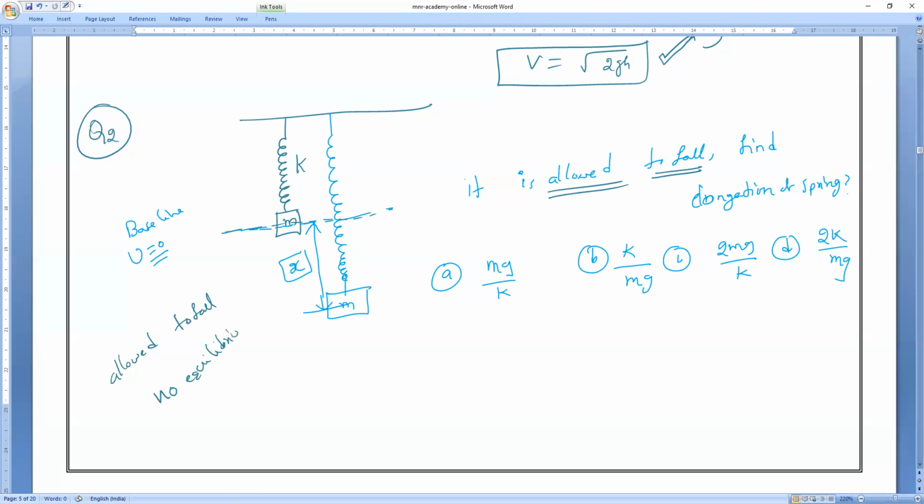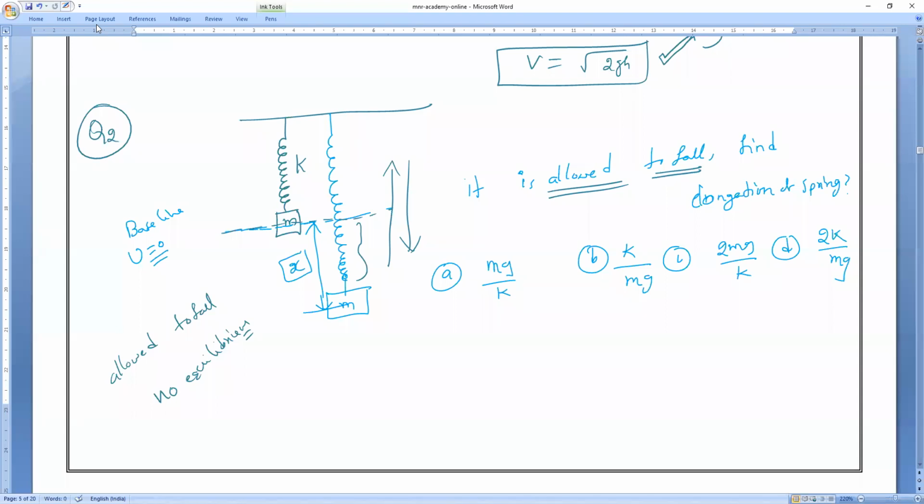No equilibrium. Keep it in mind, equilibrium is different. Equilibrium means extension, so there is an elongation of the spring due to the weight. But here, "allowed to fall" means the body is already removed from the spring. So what will happen? The spring will go up and down. Everybody clear what I'm saying? It will start going up and coming down. Am I right or wrong?